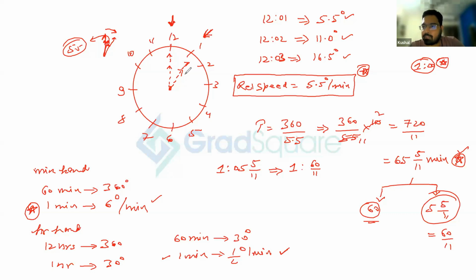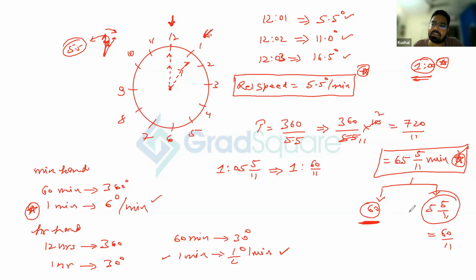Any doubts, anyone? I'll wait for a quick 30 seconds before we move on and extrapolate this result to a greater extent. Ajay, this 65 5 by 11 is clear? Just say yes if that is clear. Is this okay that after 60 minutes it will be 1 o'clock on the clock? Just 1 o'clock on the clock after 60 minutes.